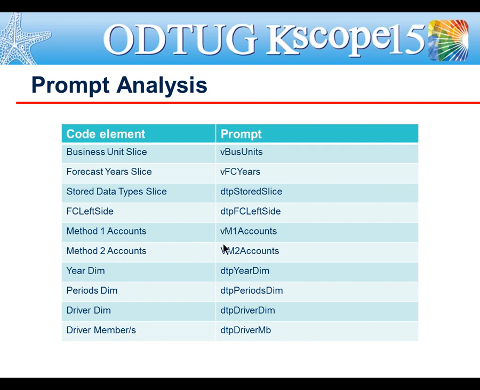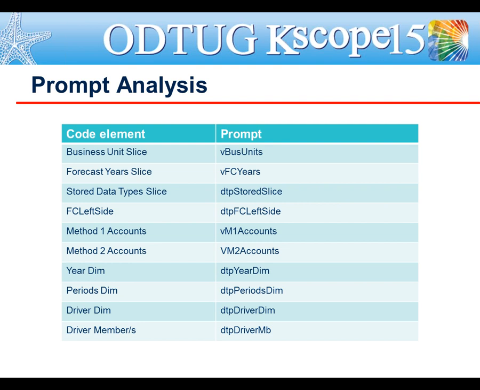So by the way, the V's are runtime prompts and the DTPs are design time prompts. The rest of these are outline identifications. So what's the name of your year dimension? What's the name of your periods dimension? What dimension has the drivers on it? And what member is the driver member on that dimension?